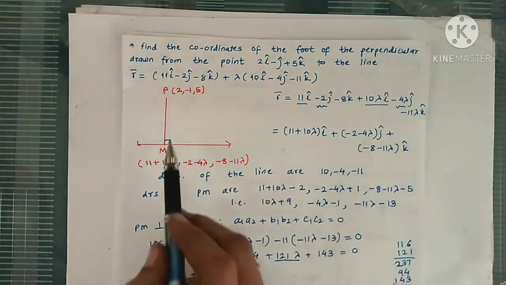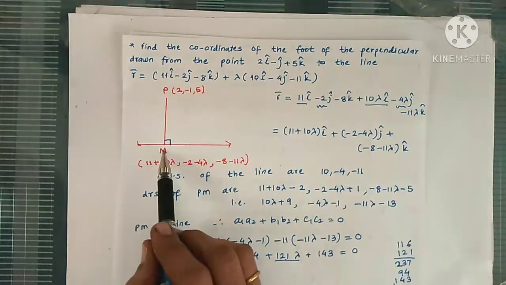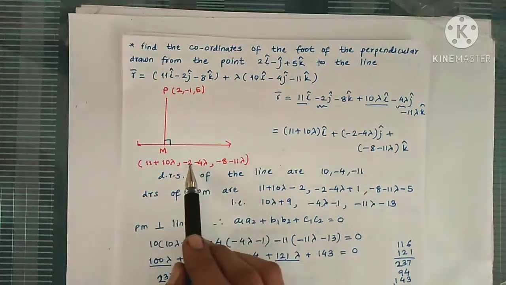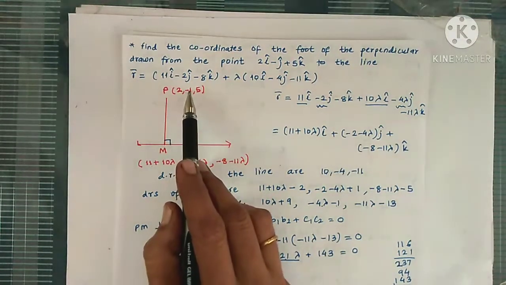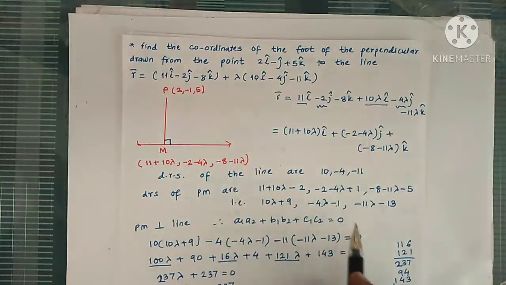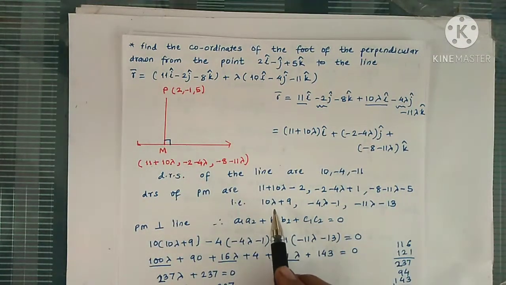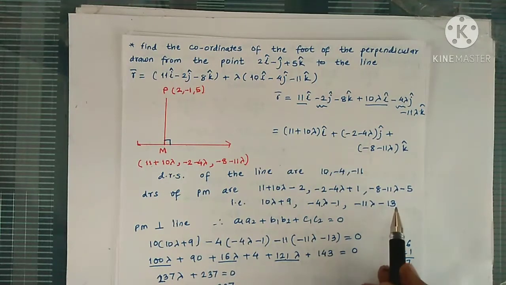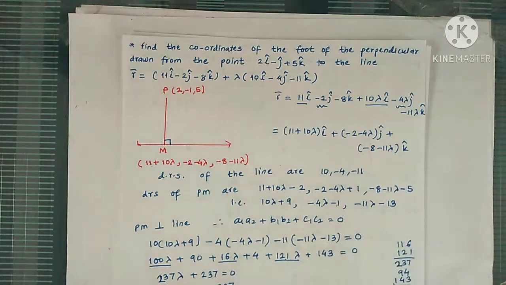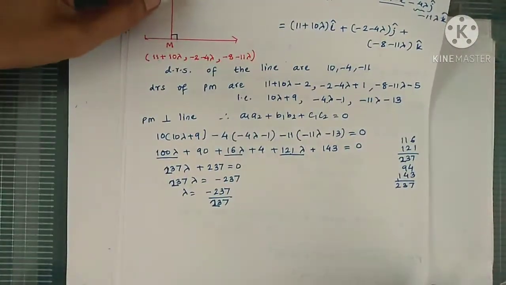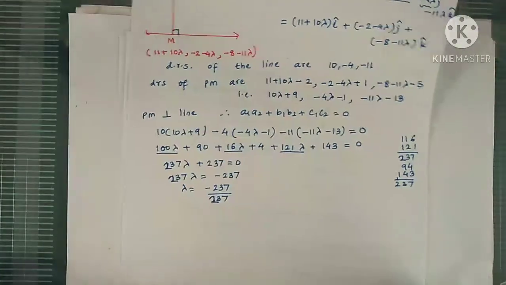Okay. Now we have to find the direction ratios of PM. So that is (11 plus 10 lambda minus 2), (minus 2 minus 4 lambda plus 1), (minus 8 minus 11 lambda minus 5). So simplifying, we get 10 lambda plus 9, minus 4 lambda minus 1, minus 11 lambda minus 13. Again the two lines are perpendicular.